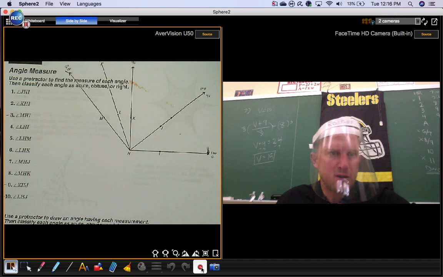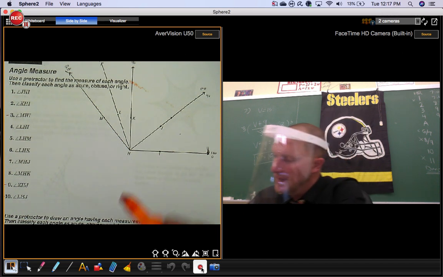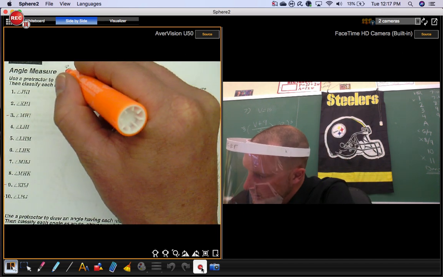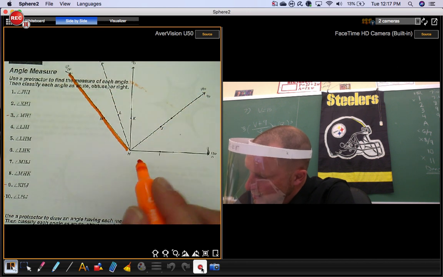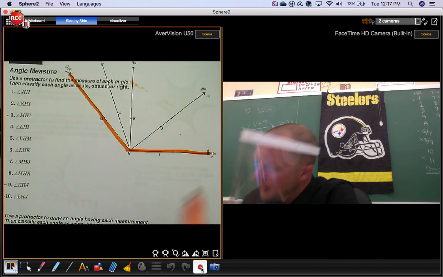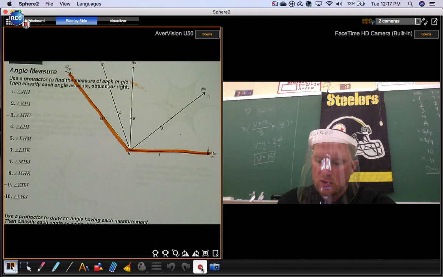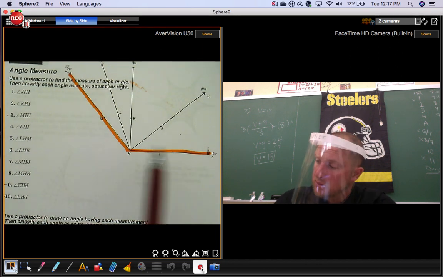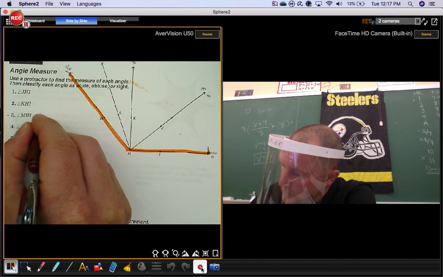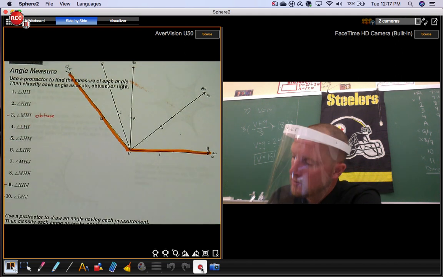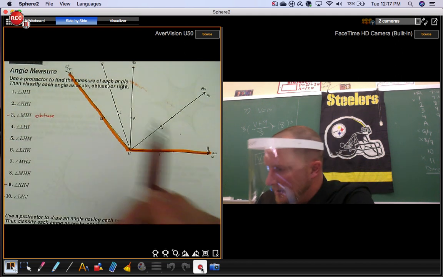So for number 3, they want you to find the measure of angle MHI. That's that big angle right there. You can trace it with your finger or your pencil, or you can highlight it if you want. That's a big fat angle. That's obtuse. Now, find its angle measure.